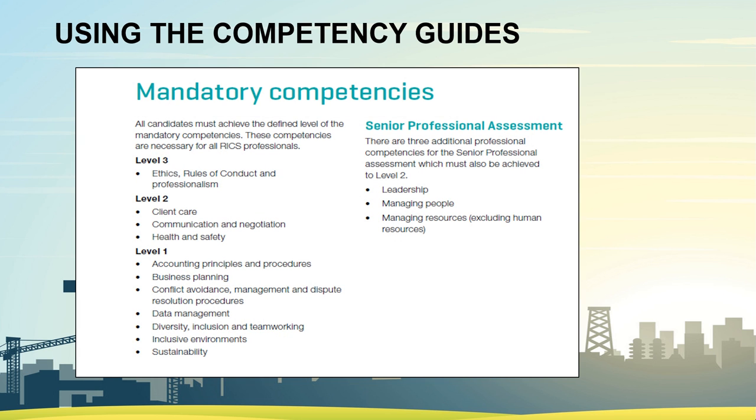On this slide, I've just brought up an extract of the mandatory competencies guide, and you can see there are 11 mandatory competencies that every APC candidate needs to achieve in total. These range from level 1, for example, things like accounting principles and procedures, business planning and data management, going up to level 2, demonstrating client care, communication and negotiation, and then level 3 is the ethics, rules of conduct and professionalism competency.